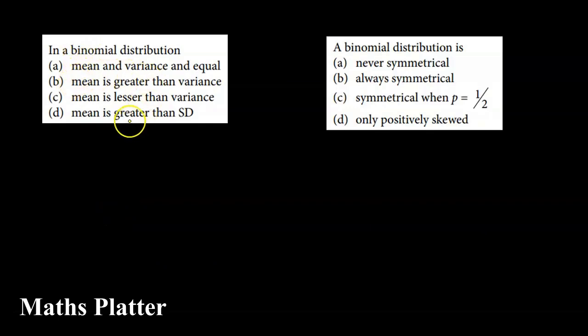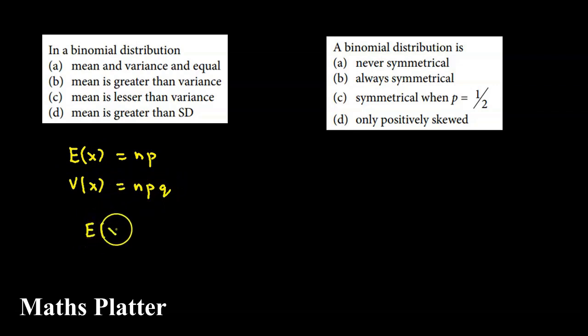In a binomial distribution, mean and variance are equal, mean is greater than variance, mean is lesser than variance, या mean is greater than SD. We know that in a binomial distribution, mean यानी E of x होता है n into p and variance of x होता है n into p into q, and hence we could say that mean is greater than variance and answer आएगा option B.